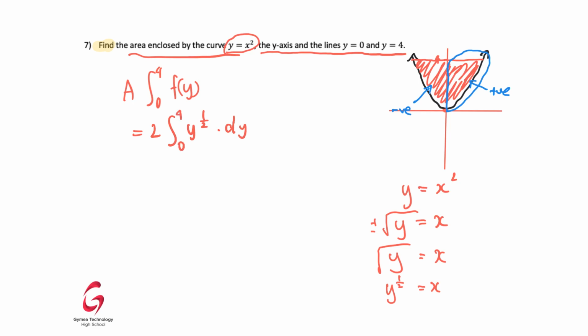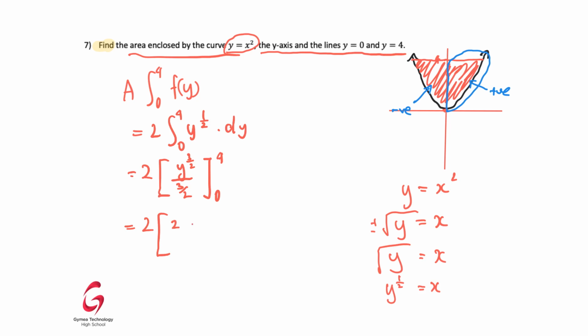Between 4 and 0, integration of this stays the same. So y, add 1 to the power, 3 on 2, divided by 3 on 2. Before we go and do our substitution, I think it's probably a good idea to just go and tidy this up a little bit. So remember, dividing by a fraction, we flip, reciprocal, and multiply.